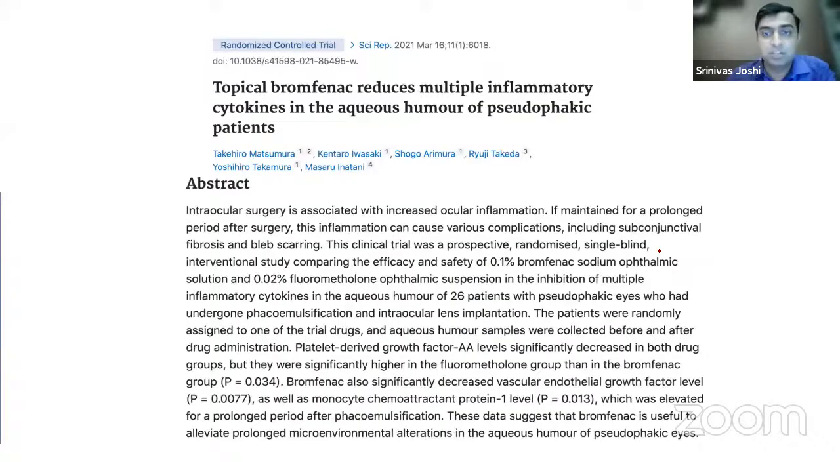So, last slide: topical bromfenac reduces multiple inflammatory cytokines, as published in this 2021 study, which says that in the aqueous sample taken, they have shown the platelet-derived growth factor, and when we compared it to fluorometholone, they found out that bromfenac significantly decreases the VEGF factor as well as the monocyte chemoattractant protein, which was elevated for a long period after phacoemulsification.